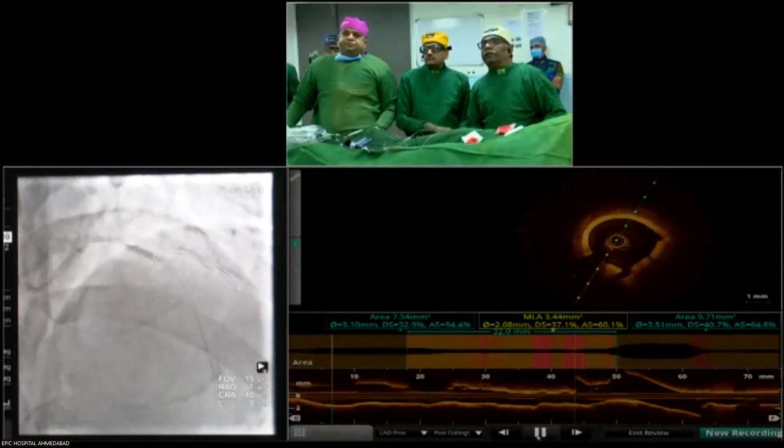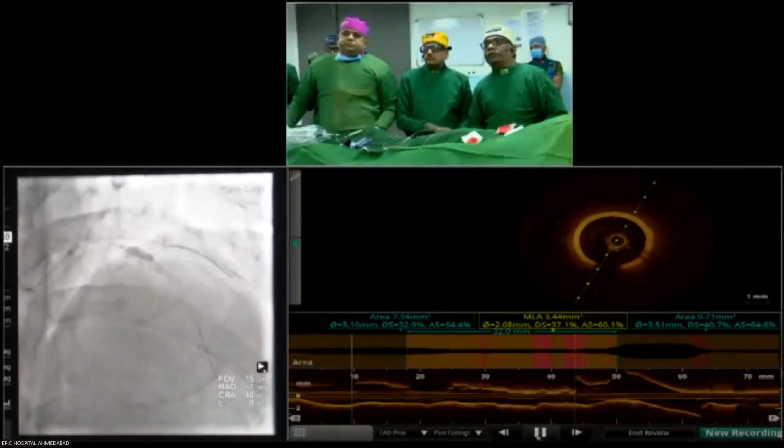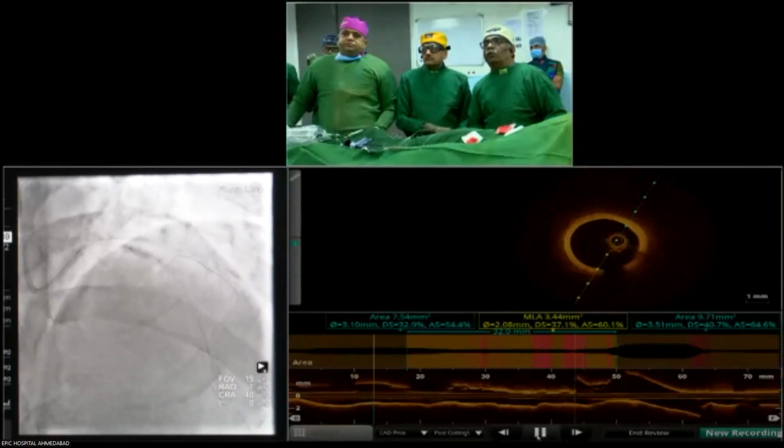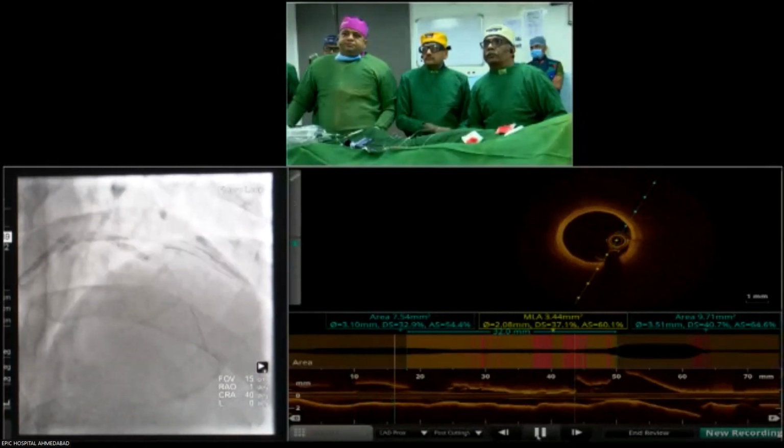And we are almost ready with the POT balloon 4. We are almost ready with the POT balloons here. We're going to perform POT with the 4, and then we are going to take the last OCT run.